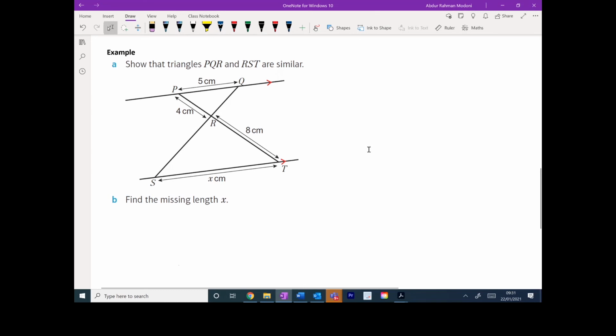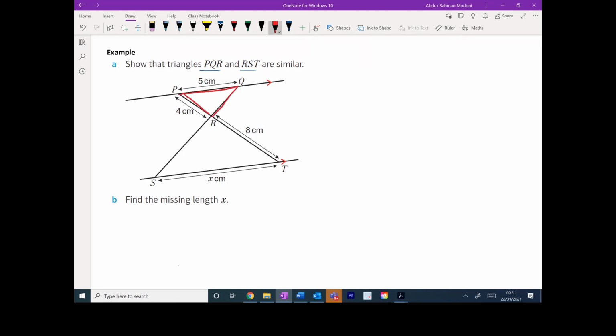So here we're trying to show, first of all, that triangles PQR and RST are similar. Now, if we want to show that these two triangles, PQR and RST, are similar, we need to first draw them out side by side, such that they are in the same orientation. So let's go and draw PQR. So we can see where PQR is. PQR is here on my diagram there.